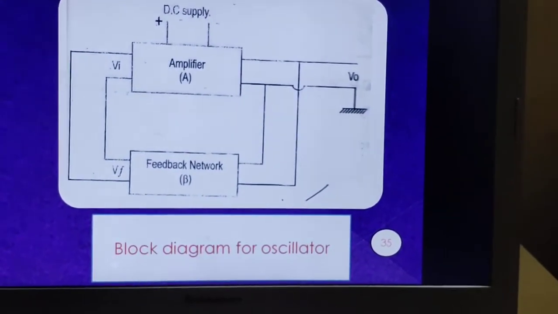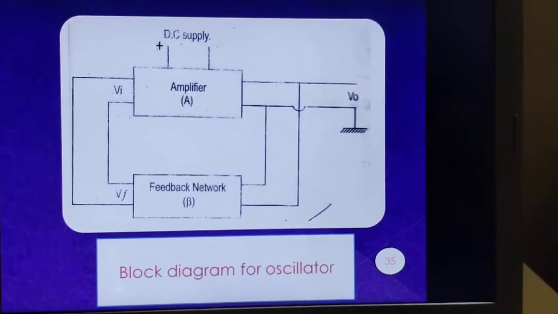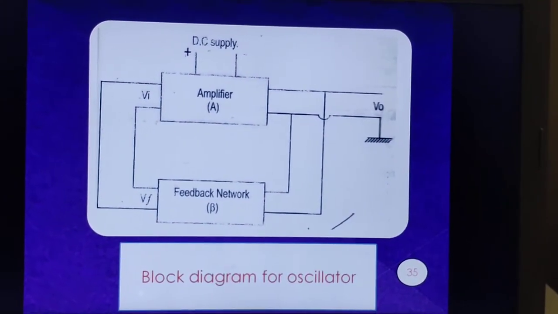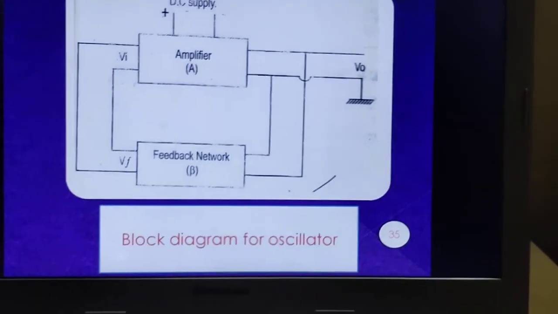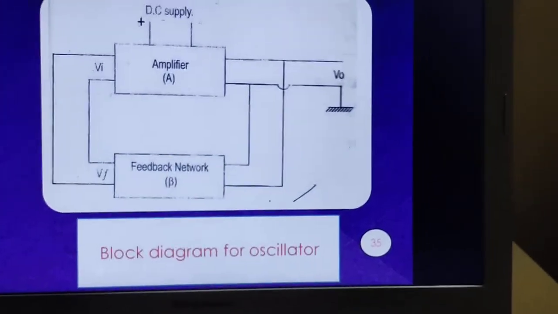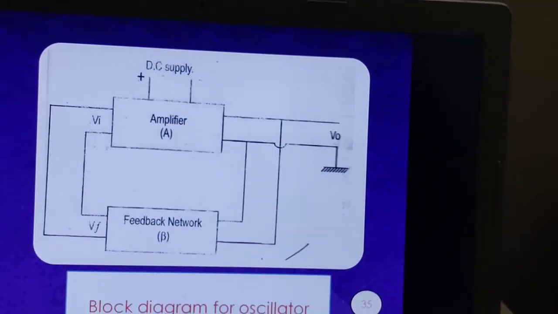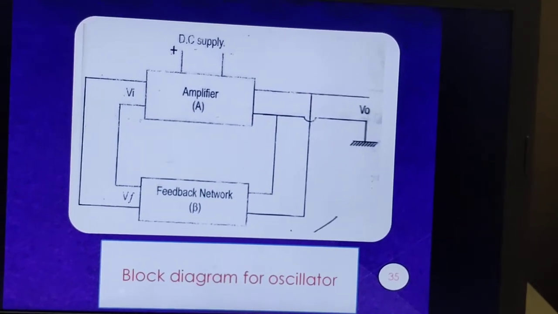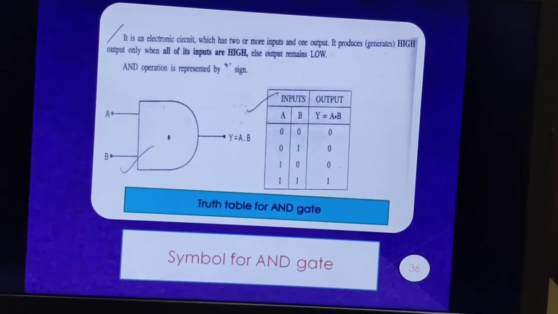Now there are two types of feedback. When the feedback is in phase with the main signal, we call it positive feedback, and when it has a phase difference of 180 degrees, it is negative feedback. Also we have the Barkhausen criterion, where the gain with feedback should be greater than or equal to 1.